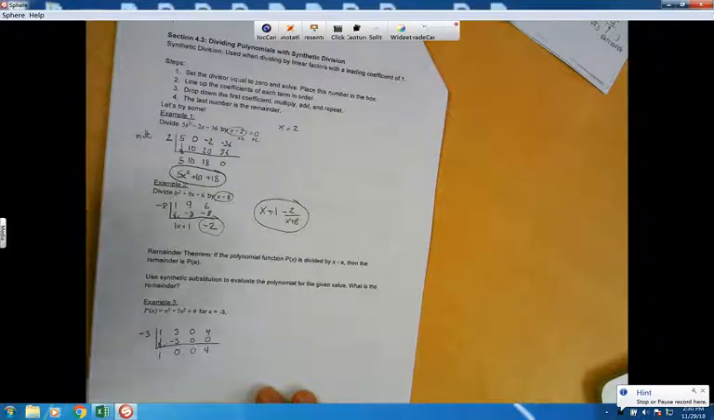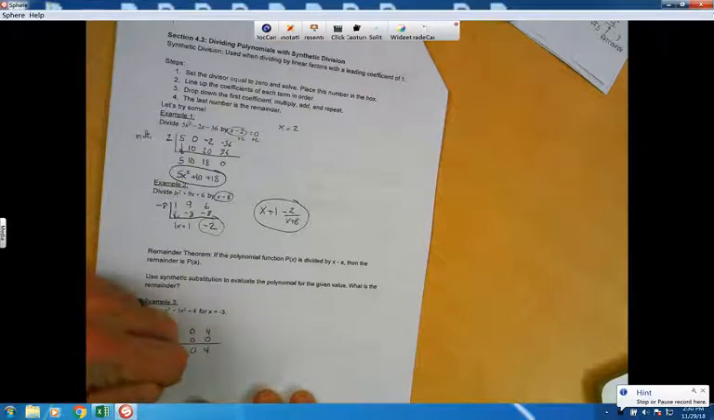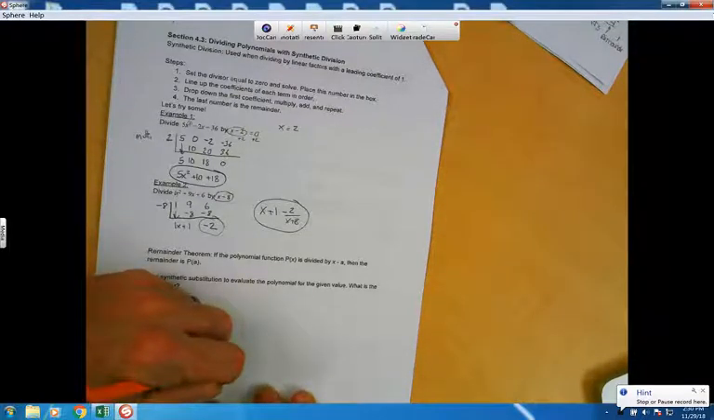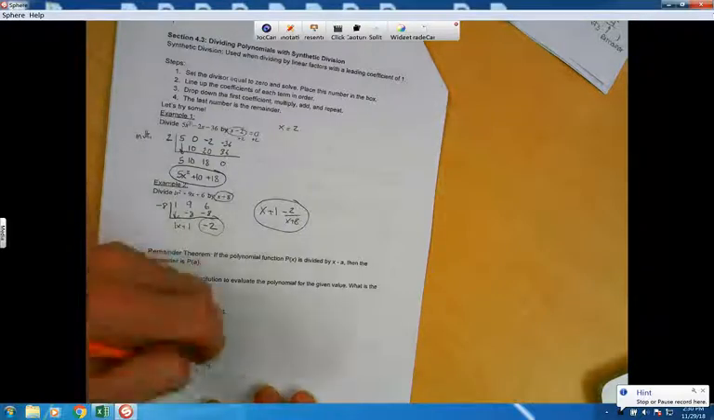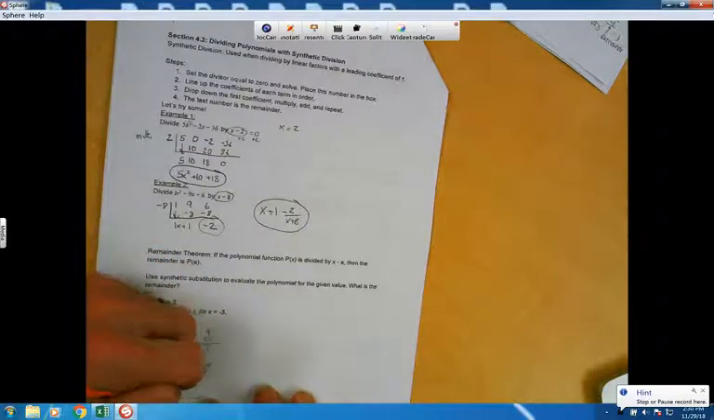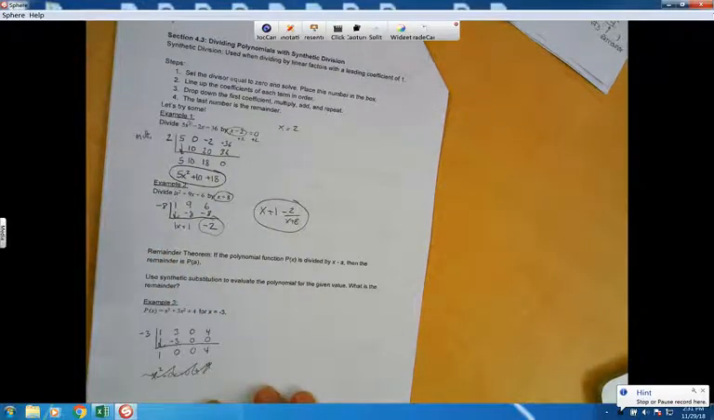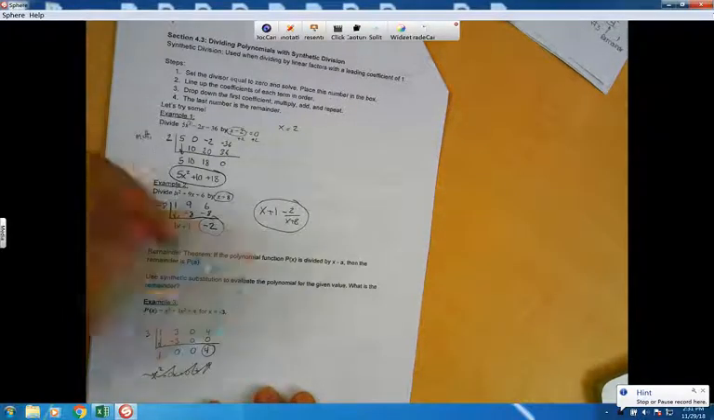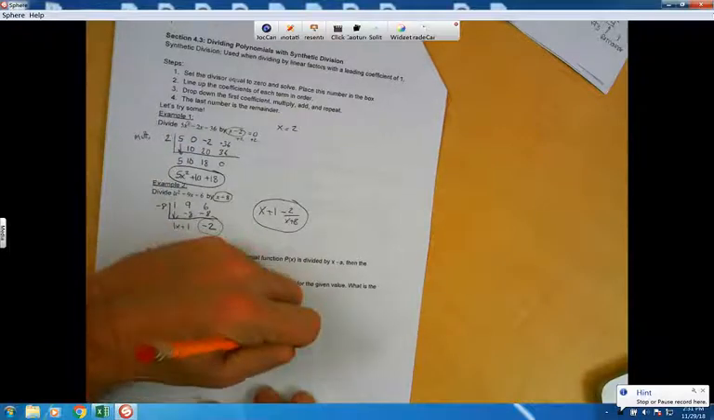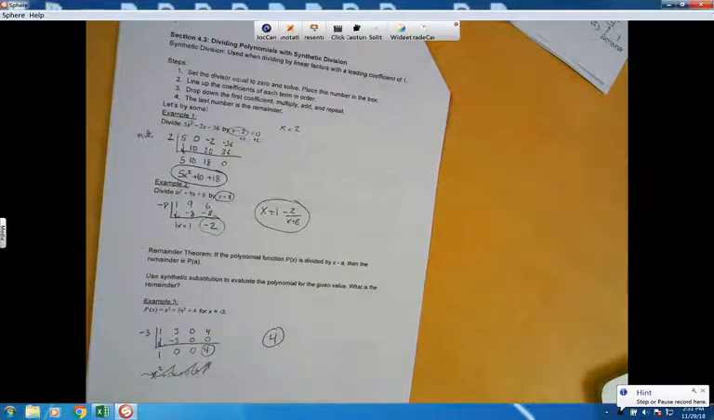And if you divided it, the polynomial that you get would be x squared plus 0x plus 0 plus a remainder of 4 over whatever. But they didn't ask for that. All they wanted to know is what is the remainder. And so the remainder is 4. So what is the remainder? All right, the remainder is 4.